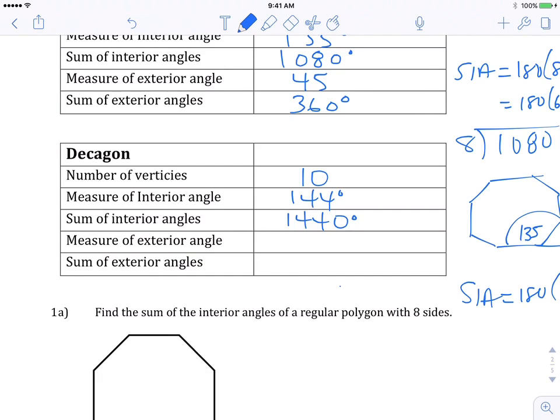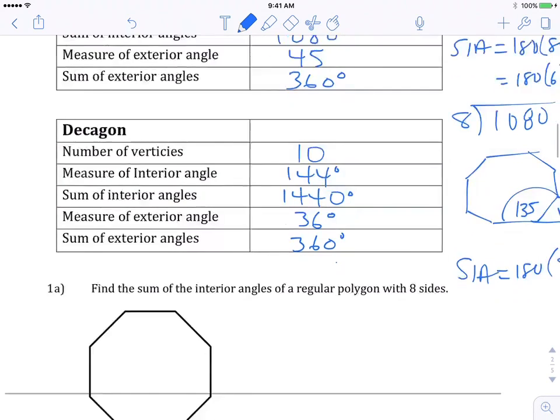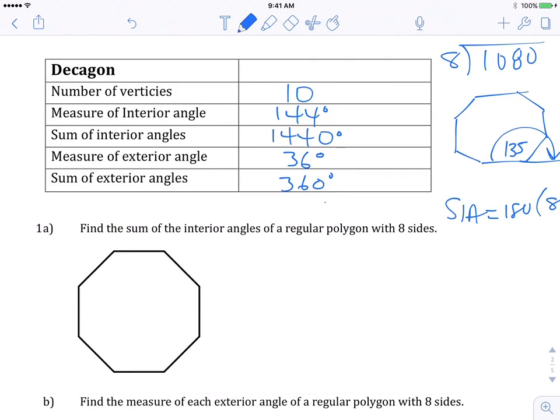And the measure of an exterior angle would be 180 minus 144, because you have a 10-sided shape, and as we did with the other polygons, 180 minus 144 is what we're looking for, so that's 36 degrees. There's 36 degrees, but there's 10 exterior angles, so the sum of the exterior angles is, once again, 360 degrees. I know that went quick, but you should try this on your own.